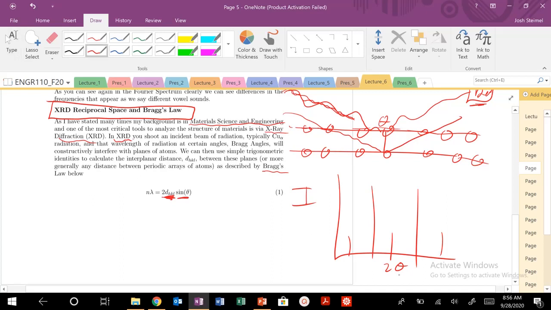This is a plot of what? How is theta related to d, our interplanar distance? Proportionally or inversely? It's an inverse relationship. So what we're plotting here in this graph is effectively a Fourier spectrum. We're looking at reciprocal space.